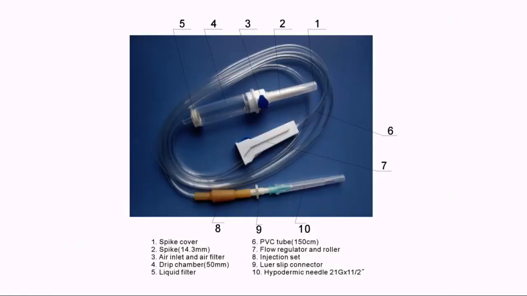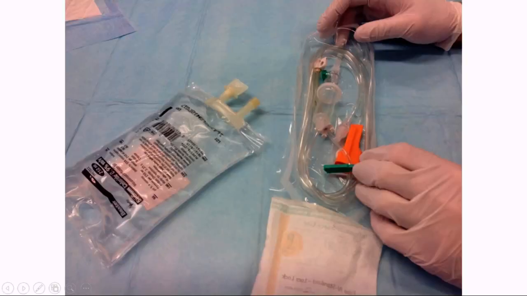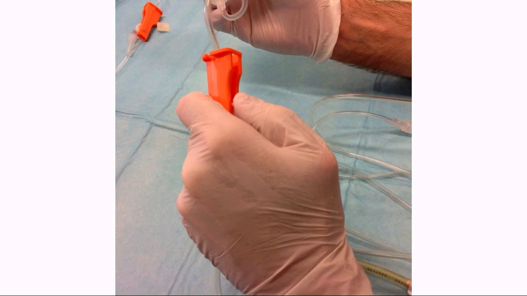Then we're going to run through the solution in the bag through a giving set so that we can connect it up to the patient. So just to talk about the different parts of a giving set, this is the spike that goes into the bag. This is the drip chamber, and this is the roller clamp. So take it out of its bag and close the roller clamp to start with. By closing the roller clamp, you'll stop any movement through the line, or the giving set, should I say, and that's the way we want to start.